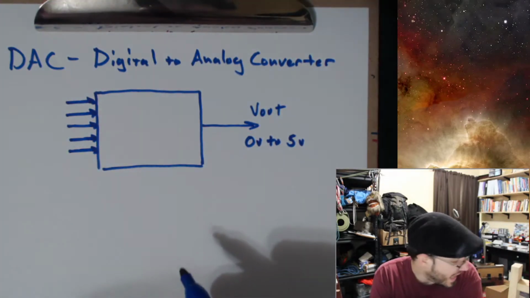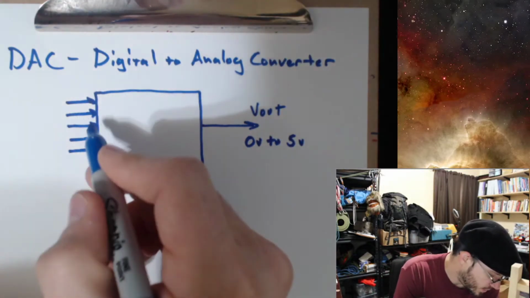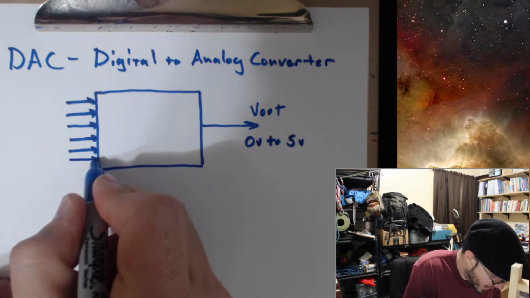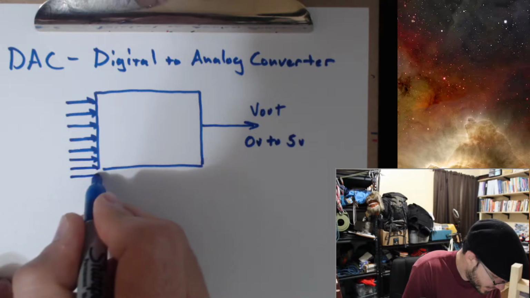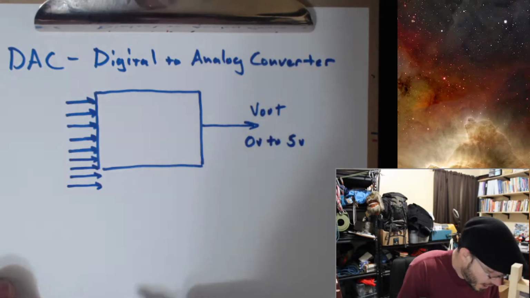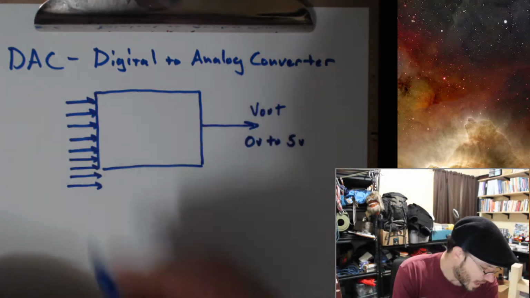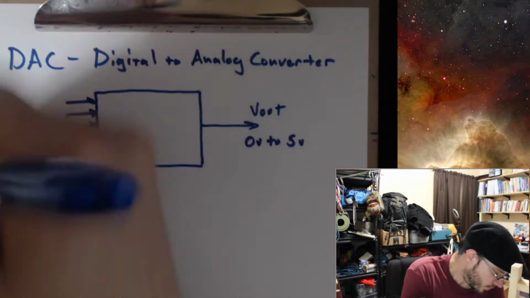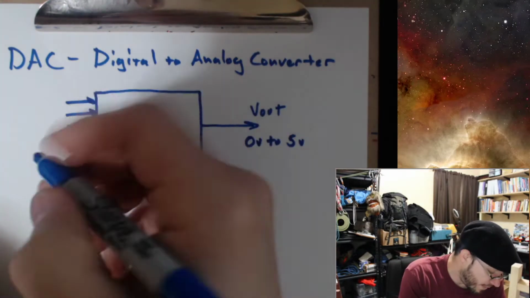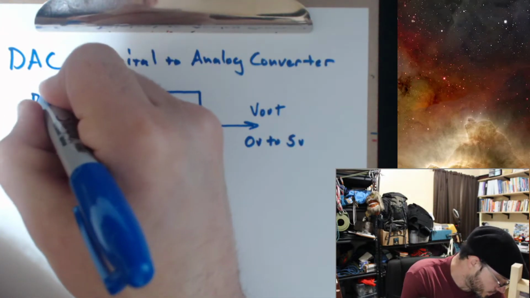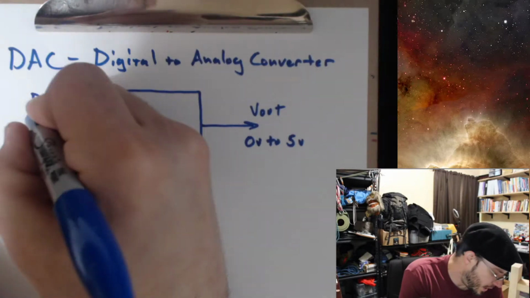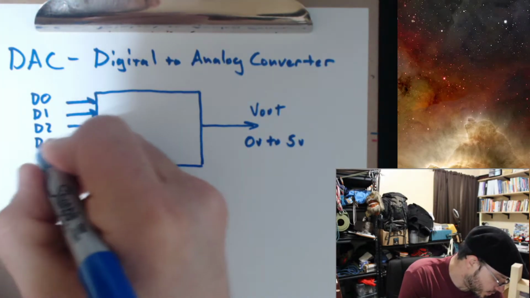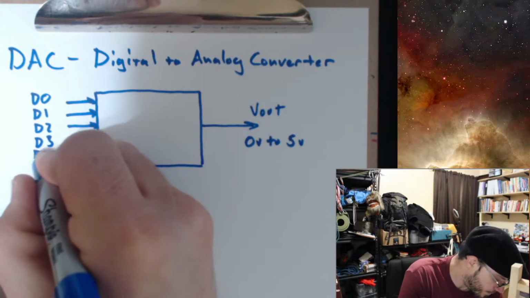And let's say we have 8 wires going in. 1, 2, 3, 4, 5, 6, 7, 8. Okay, I should have made my box a little larger. And so each one of these bits is either 0 volts or 5 volts. But we have a least significant bit all the way up to the most significant bit.